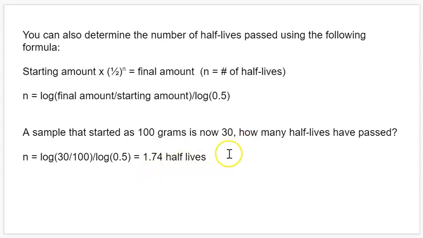And this makes sense if we think about it logically, because if we start with 100 grams, after one half-life we would have 50, and after 2 half-lives we'd have 25. 30 is between 50 and 25, closer to the 25, so we can say that it's near its second half-life.